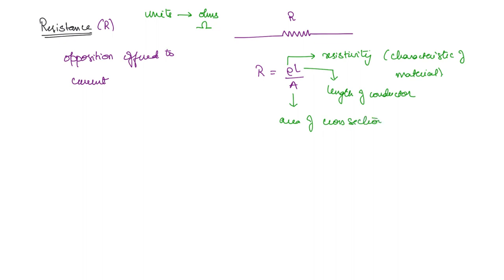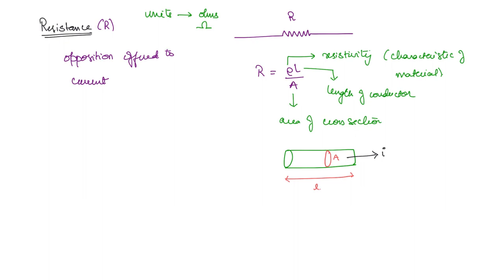That means if this is the conductor and the current is flowing in this direction, so the direction of current is important, then what will be the area of cross section? This is going to be the area of cross section. So the current direction is perpendicular to the area of cross section. You can write this is A, and the length is in the direction in which the current is flowing. This point is important.